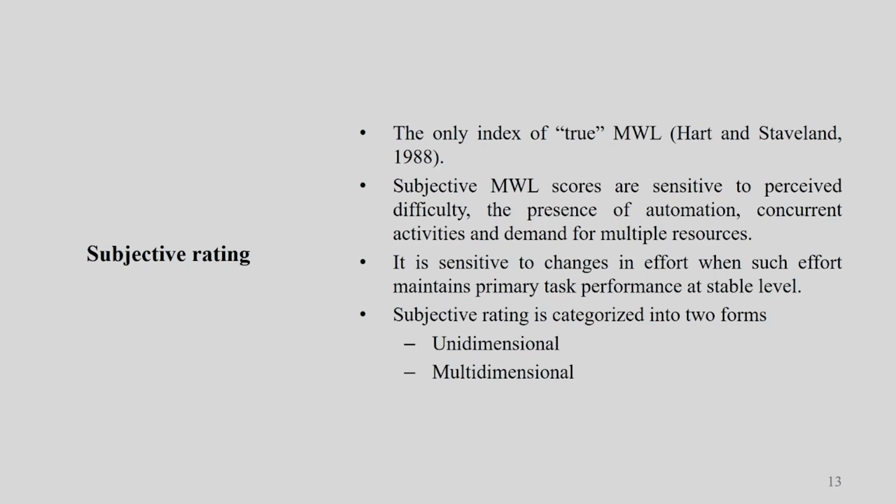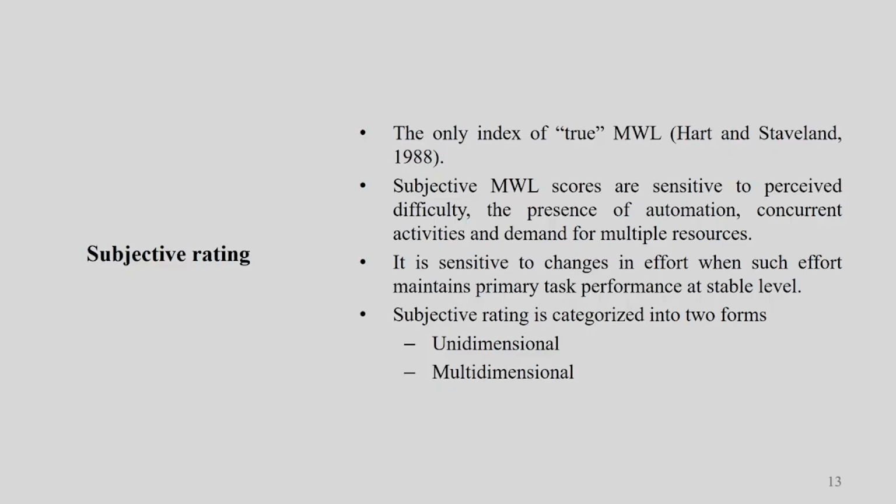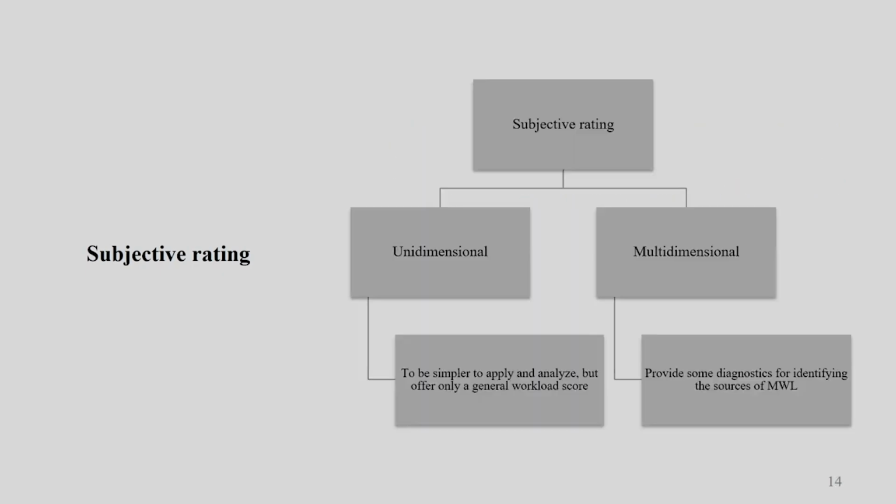Okay, so for a typical set of primary tasks, how that particular primary task is being perceived by different groups of people, and what the differences are. Okay, so that way the subjective rating will tell which group of people is suitable for that particular task. So subjective rating is categorized into two major forms, unidimensional and multidimensional.